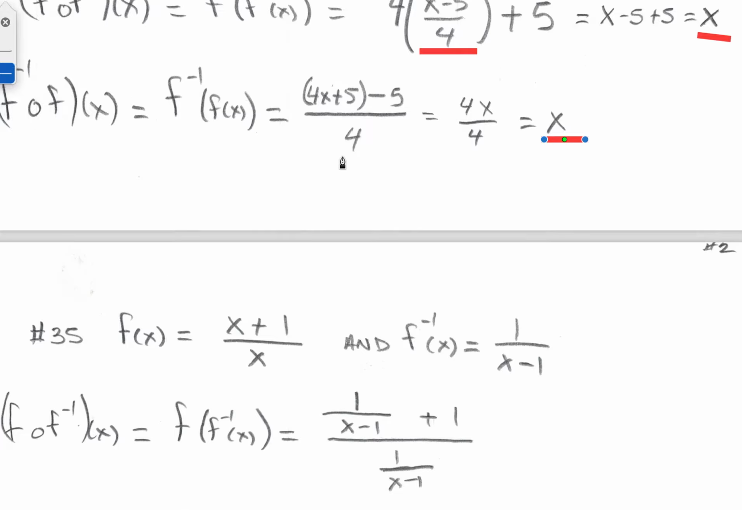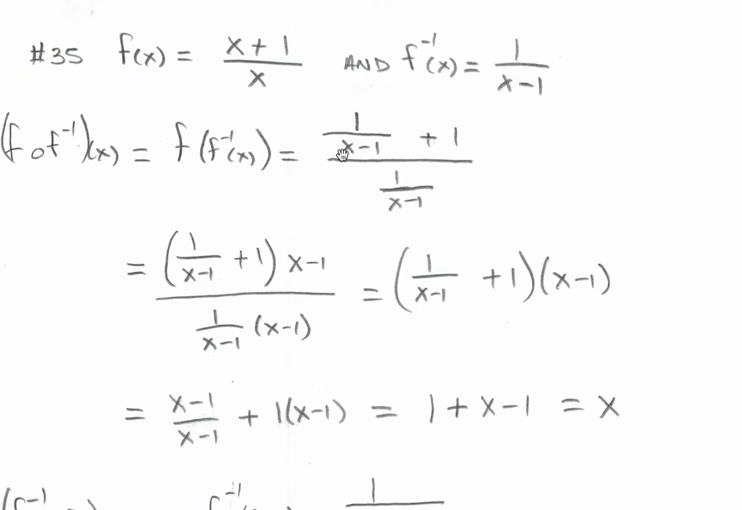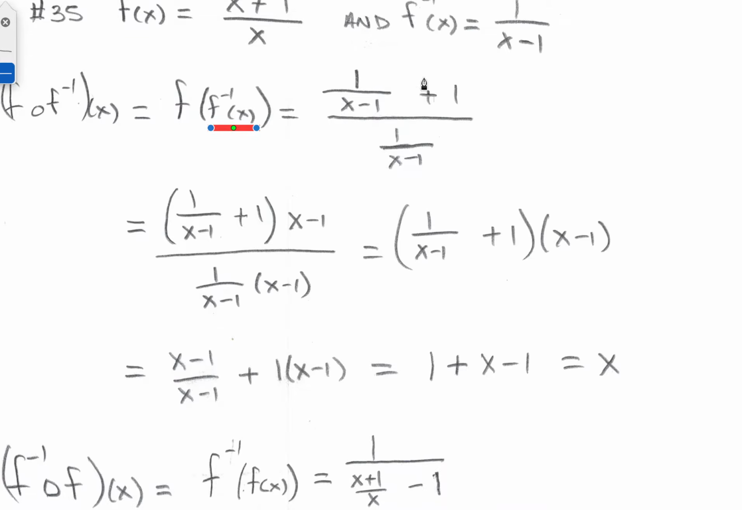Let's look at another example, number 35. So f of x is equal to x plus 1 divided by x, and f inverse of x is 1 over x minus 1. So I compose f of f inverse of x. I take f inverse and put it inside f. Everywhere I see x, I put f inverse. So f inverse plus 1 divided by f inverse. Now I need to simplify this whole thing.